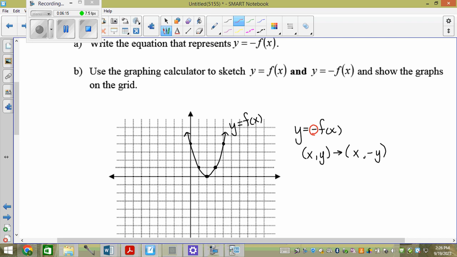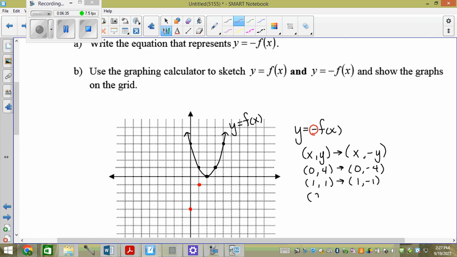So I can plug in these points. I have (0, 4). (0, 4) is going to become (0, negative 4). So I'm going to be down here now. (1, 1) is going to become (1, negative 1). So it's here.